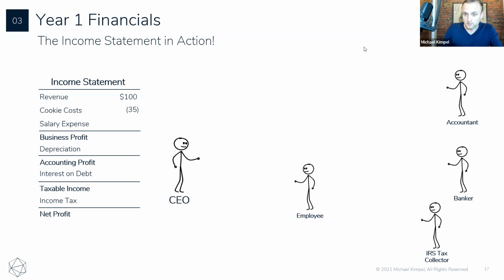We also have employees of the business. So we have employees who help us run the cookie stand and help keep everything running, and so we have to pay them as well. So the employees need some money from us. And so to reflect the payment to the employees, we need to incur an expense there. And so the income statement is going to reflect the money we made, less the cost of the cookies, less the cost of the salary we paid to our employees.